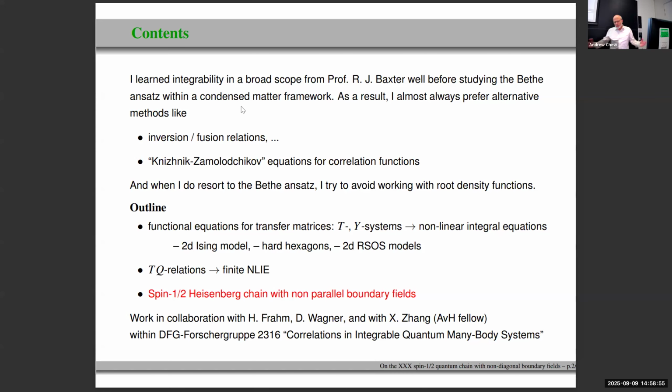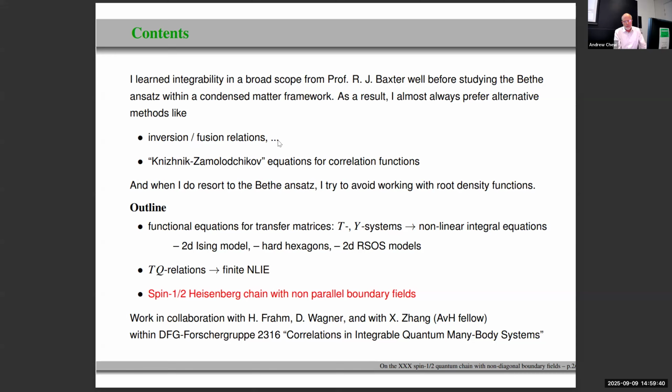As a result of this teaching, I realized that I almost always prefer alternative methods to the Bethe ansatz, like inversion relations. These are useful for calculating partition functions in the thermodynamic limit. If you're interested in finite size corrections and CFT data, you have to find the analogs for finite size. These are usually given by fusion relations and derived relations. Here the dots indicate TQ relations that are obtained by non-Bethe ansatz calculations.